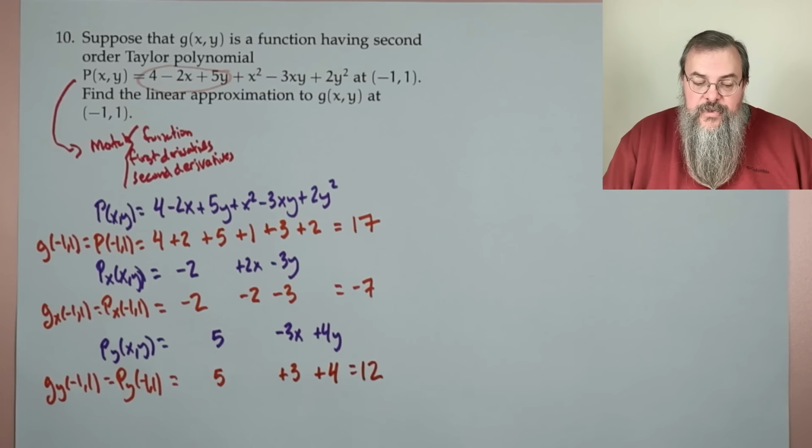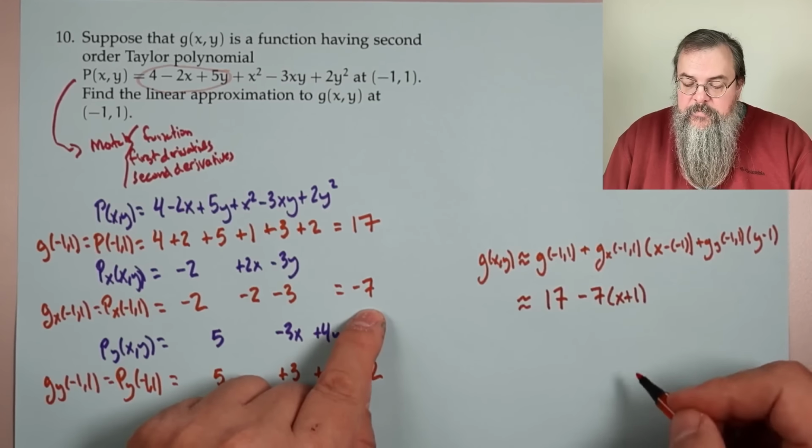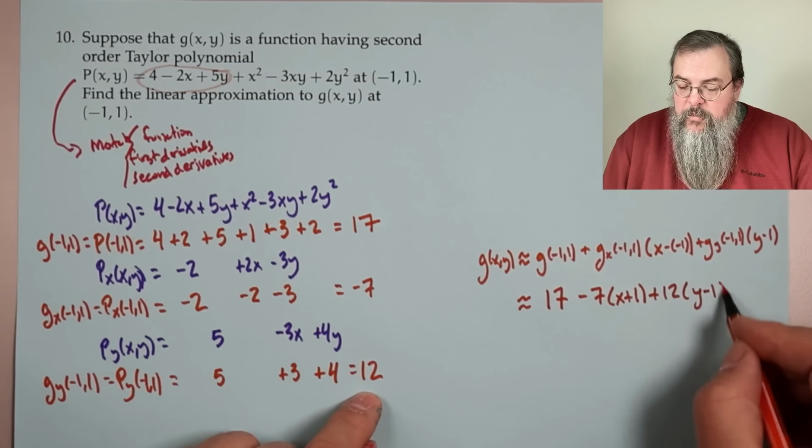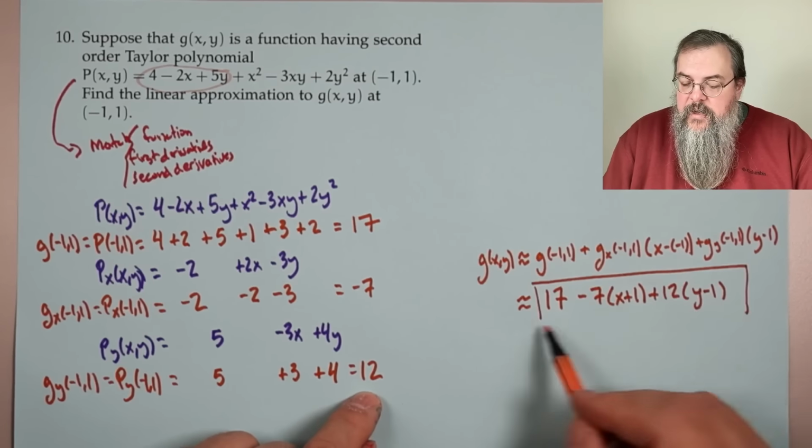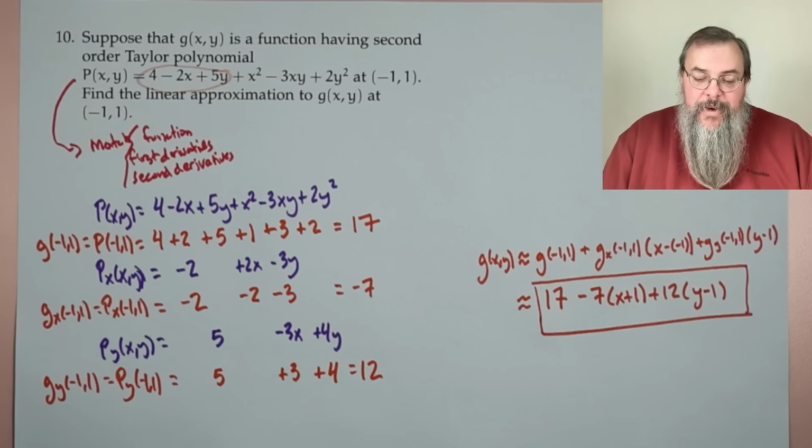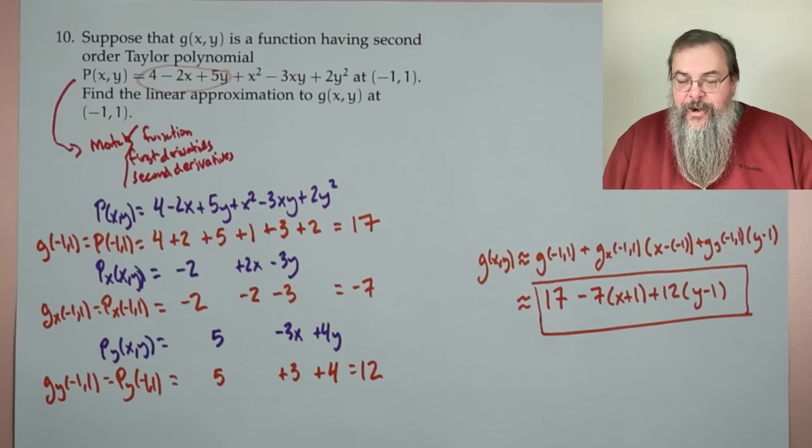So our linear approximation of g of xy, well, the generic formula for it would be g at minus 1, 1 plus g sub x at minus 1, 1 times x minus minus 1 plus g sub y at minus 1, 1 times y minus 1. But we know these numbers. So we have 17 minus 7 times x plus 1 plus 12 times y minus 1. And we're not going to expand because we don't need to. We found our tangent plane, our linear approximation, our first order Taylor polynomial, all those lovely terms, all true things. And there we go. We undid their mistake in some sense, or at least partially undid it.